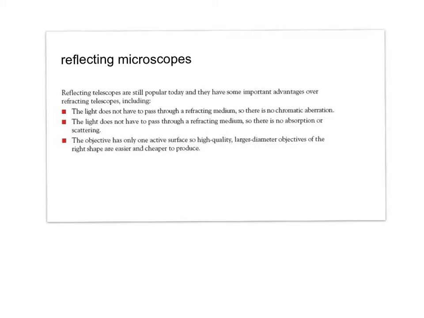There are some advantages to using mirrors over lenses. Reflecting telescopes, for example, are used instead of refracting telescopes. Reflecting telescopes use mirrors, and they have some important advantages over refracting telescopes, such as there is no chromatic aberration. That's when the colours refract by different amounts. This is because the light does not have to pass through a refracting medium.